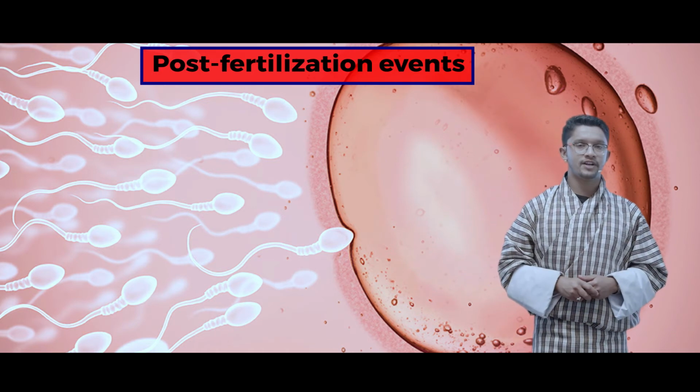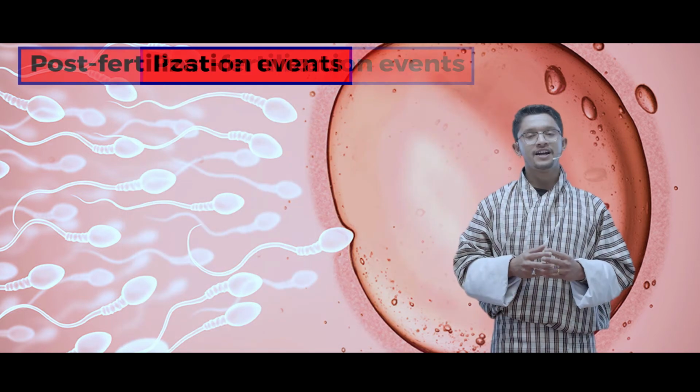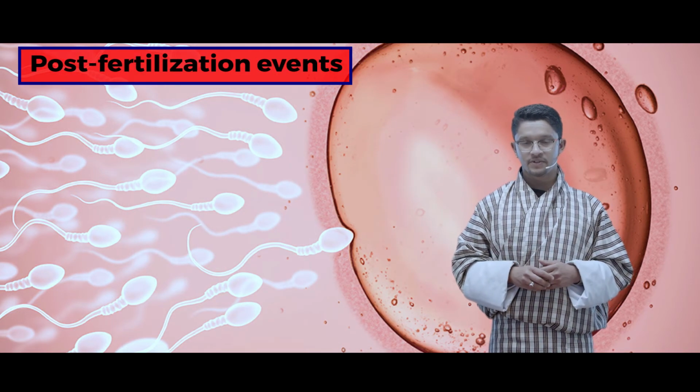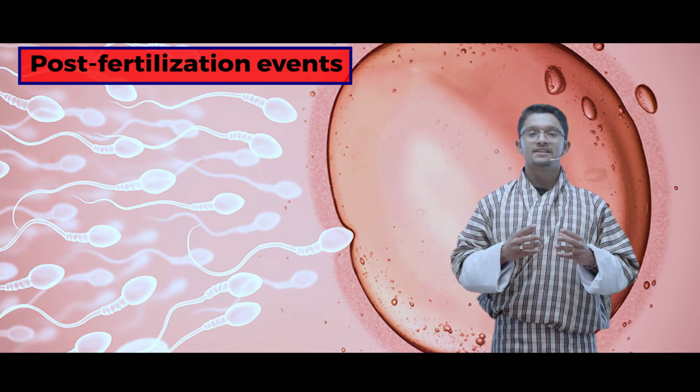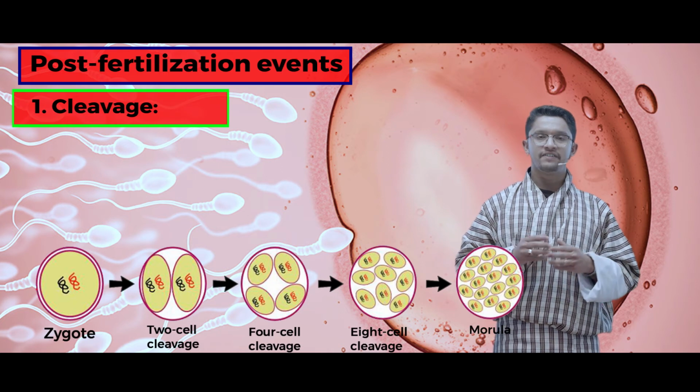I have on the screen a diagram, a picture that shows various activities that occur after fertilization. You can see fertilization on day 0, then the zygote, and then as you go, you see changes occurring. As the zygote continually divides, it also moves from the oviduct towards the uterus, where implantation occurs. Right after fertilization, the zygote is formed, which is a diploid cell. The zygote undergoes a fast process of division called cleavage.